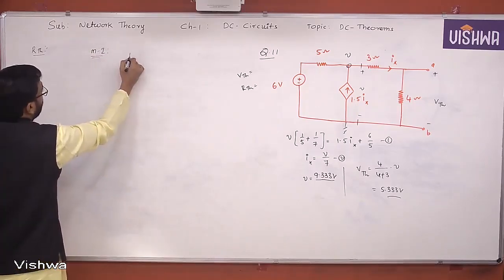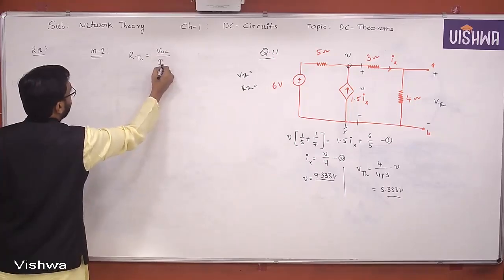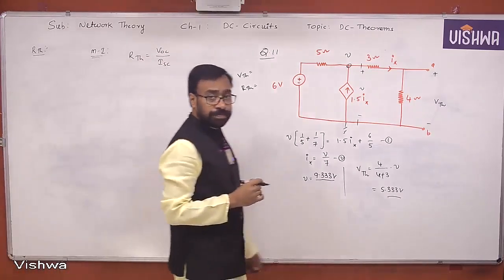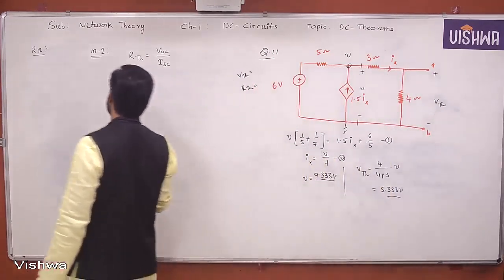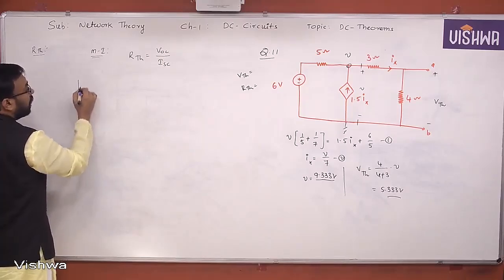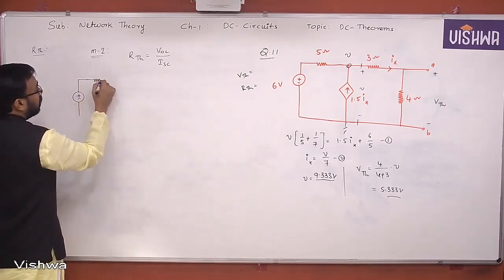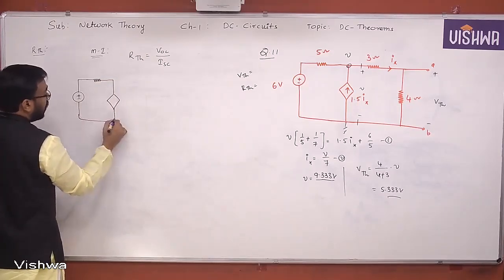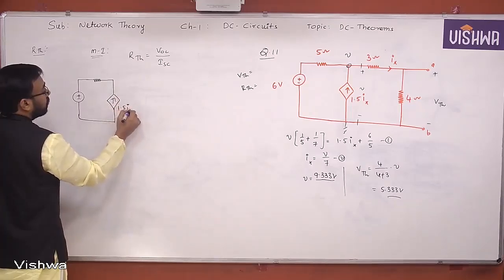What is the method 1 formula? RTH is equal to VOC by ISC. But we need to find ISC. Okay, we need to find ISC here. Let me draw the network again here. Quickly. All of you please proceed. I think you have noted that. I'm just drawing the network meanwhile. Please note that quickly. 1.5 Ix.